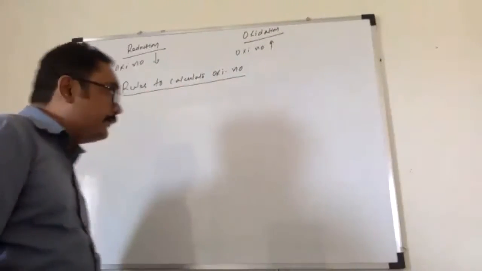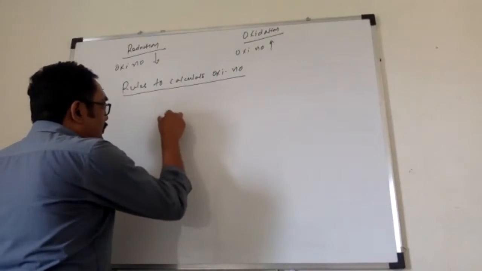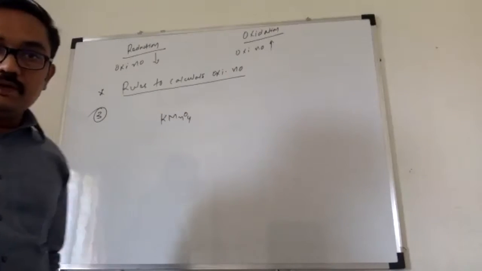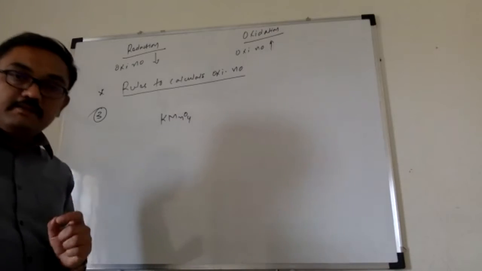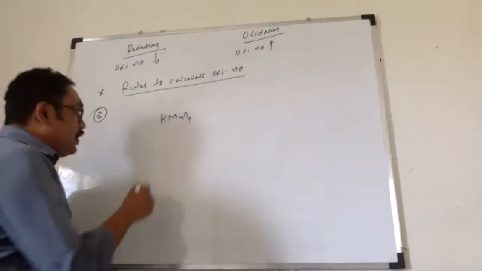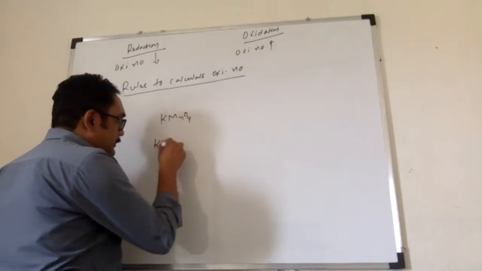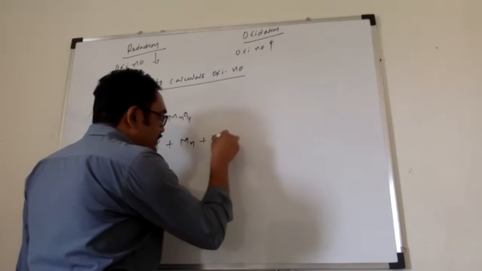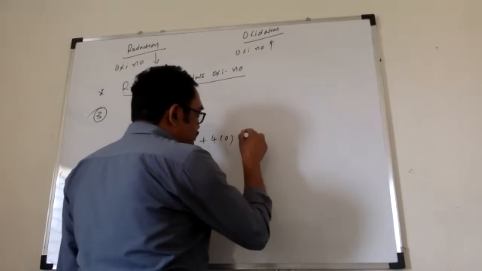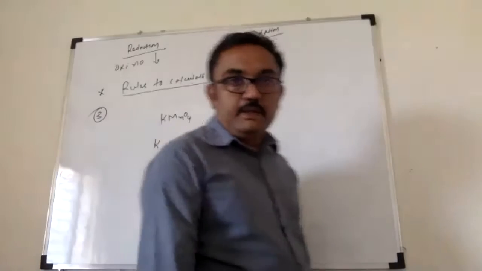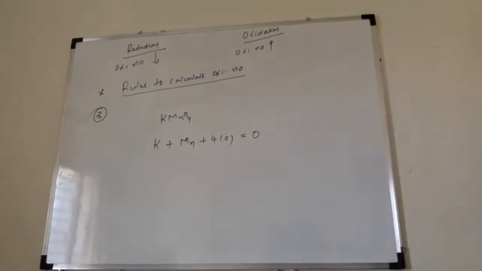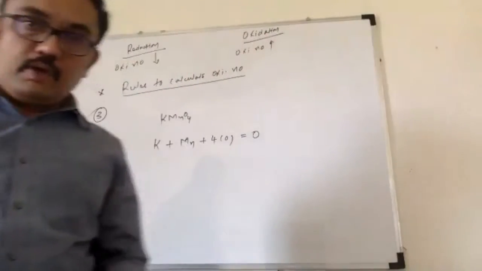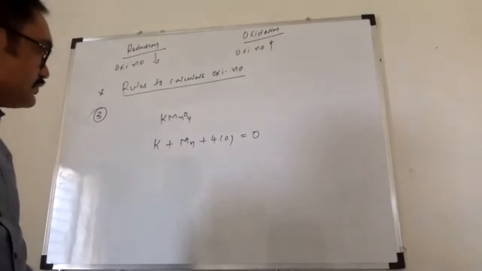Let me give you one example. See KMnO4. There is no charge on KMnO4. This molecule is neutral. So as per this rule, the oxidation number of potassium plus the oxidation number of Mn plus 4 times the oxidation number of oxygen equals 0, because the molecule is neutral. There is no charge on the molecule, so the sum would be 0 in that case. The sum of oxidation numbers of all the atoms equals 0.